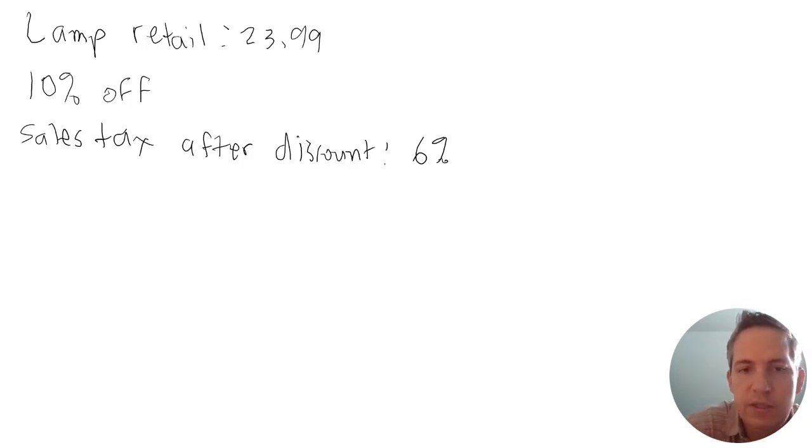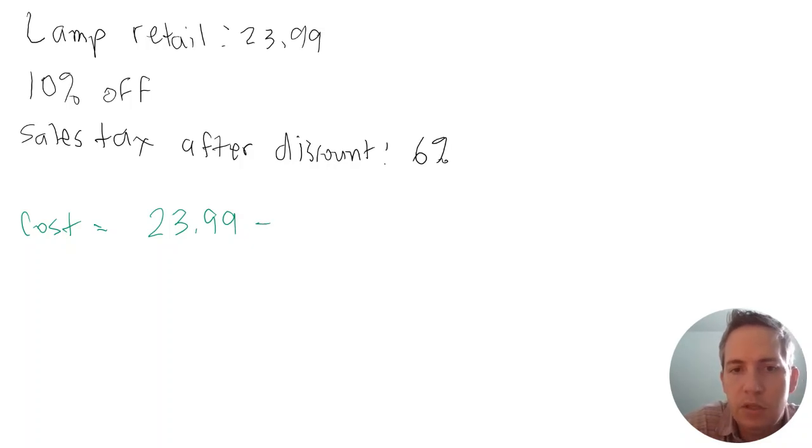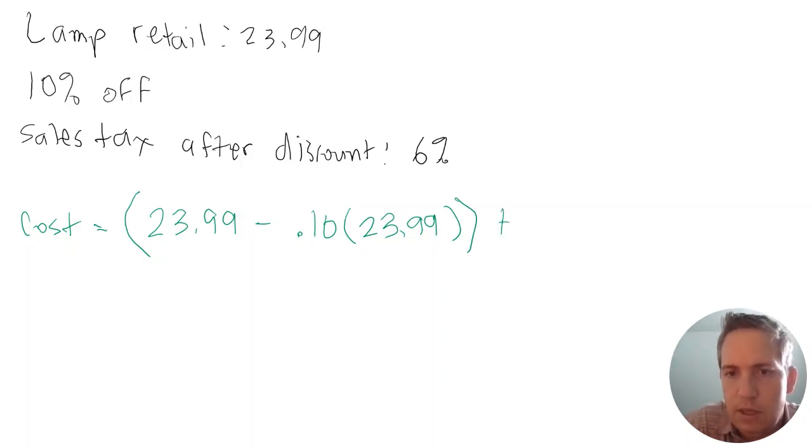So in this example, our cost is going to equal our original price, $23.99, the original retail, and we're going to subtract 10%. If I want to get 10% of $23.99, I'm going to take 10% in decimal form and multiply it by $23.99. But then I have to add the sales tax. This is what it is without the tax, but I have to pay tax on this. I have to pay 6% on that, so I'm going to take 6% of whatever that happens to be. I'm really just going to rewrite those numbers back down over here.